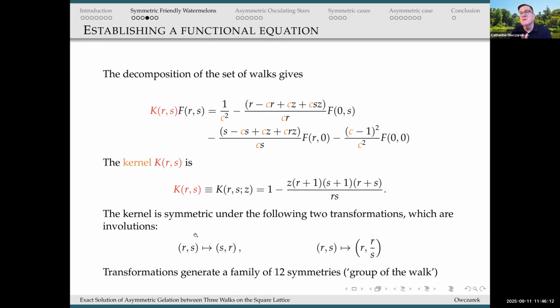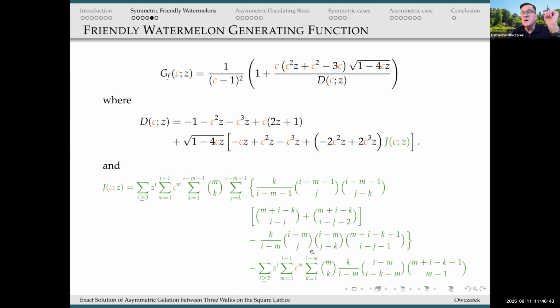Now, the trick here is that you've got one equation. How do you find the solution? And I said it's about putting in particular values of R and S. Well, the kernel is symmetric under a set of two transformations, which are both involutions. You can swap R and S, and you can make S go to R and S, and that actually forms a group. It's a group of 12 symmetries, and that gives you actually 12 equations. So you actually have a lot more equations. Okay. And we solve those equations, and you get this solution for the generating function.